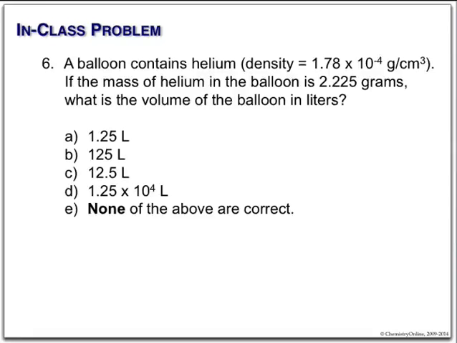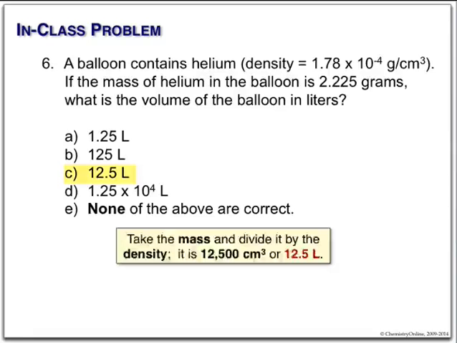Density is mass divided by volume. Take that equation and solve it. 1.15. Just take it and solve it for volume. Plug in your numbers, and you'll get 12.5 liters. Now actually, because we're using cubic centimeters here, we get 12,500 cubic centimeters.